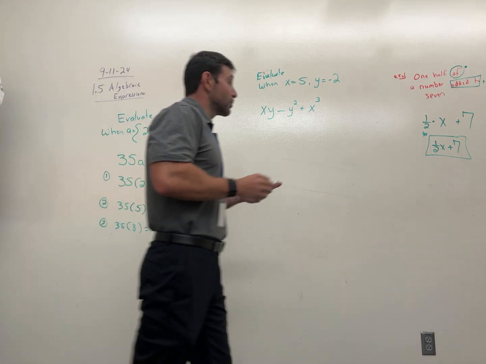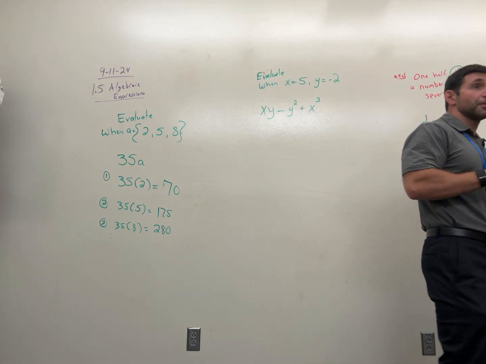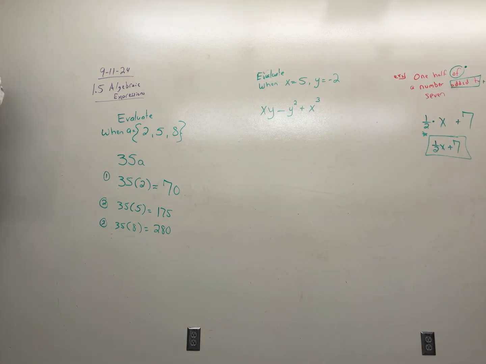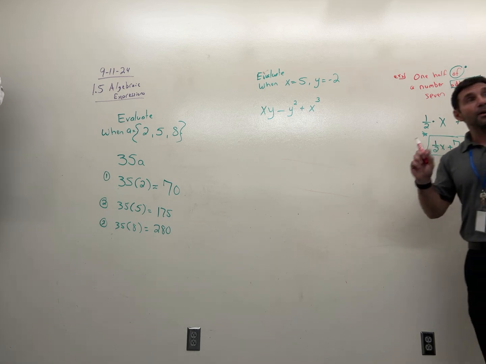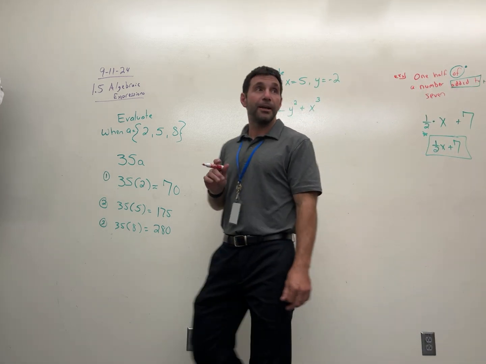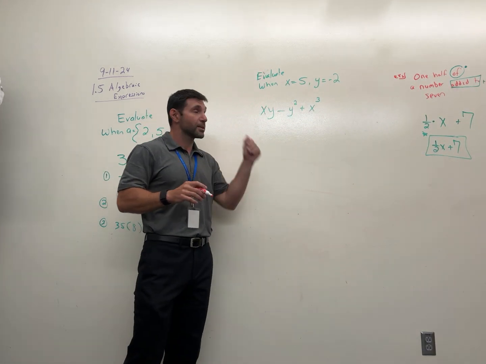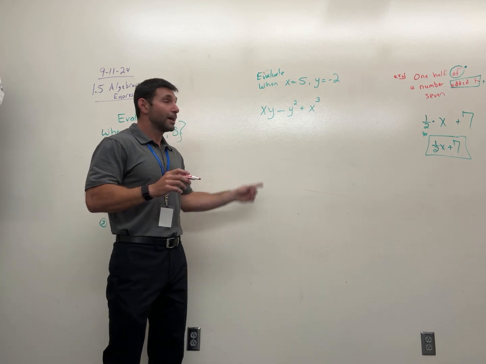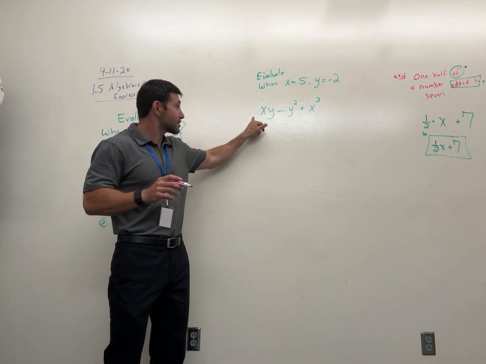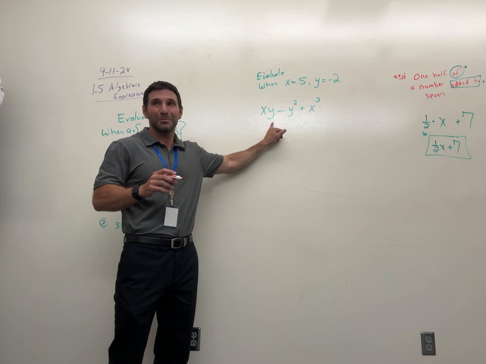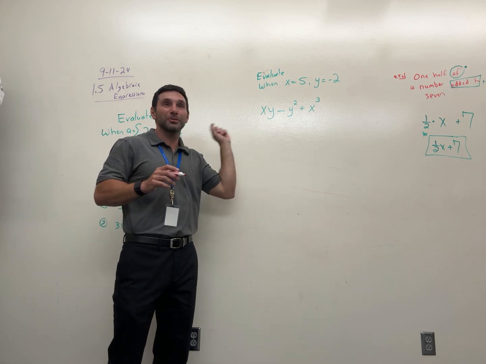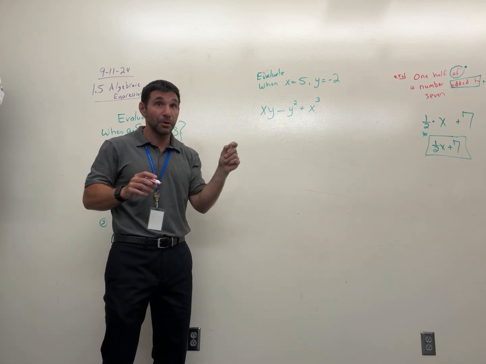Okay? Now, you'll never hear me say, hey, we're going to solve this. We only solve when there is an equal sign. We are evaluating. Now, watch how I say this problem. I don't say xy minus y squared plus x to the third. I say x multiplied by y. When two variables are next to each other, it means multiplication.